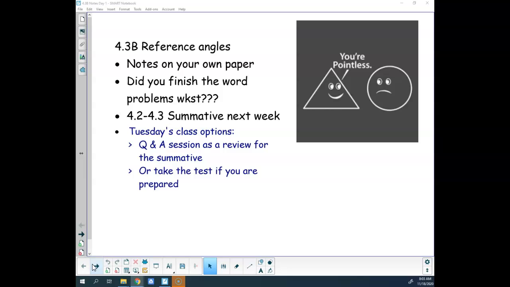4.3b today. So we're going to be talking reference angles today. It's going to be all on your own notes kind of a deal. And then there is a worksheet from yesterday that in-classers picked up yesterday. Everybody else picked up last week. It is a 4.3b reference angle practice worksheet. It looks like this. It says 4.3b on the top.